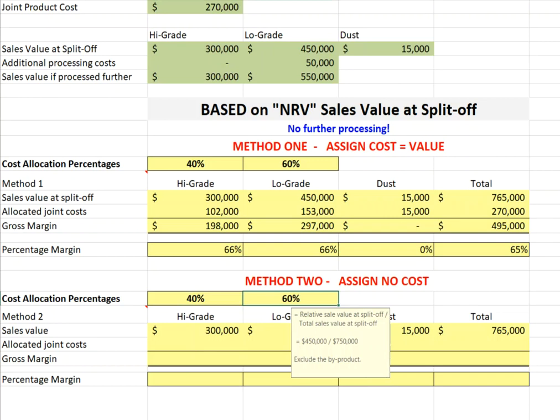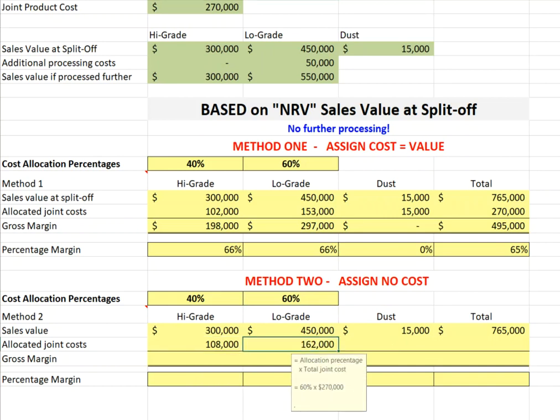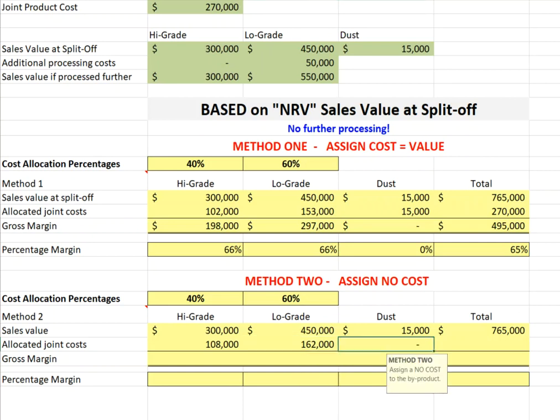Again, we've assigned no cost to the byproduct in this example, so we're going to assign 40% of the entire $270,000 in cost to the high-grade coal, and 60% of the entire $270,000 in cost to the low-grade coal. And again, no cost to the coal dust, and we've assigned all $270,000 in cost.